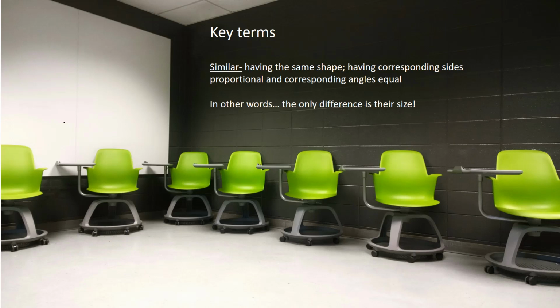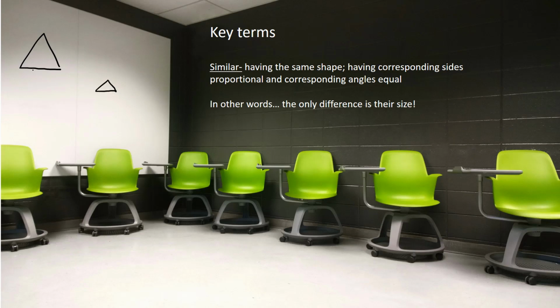Let's get some key terms down here real quick. Similar just means that they have the same shape. Now I'm not an artist but I'm gonna do my best here. Let's say that we had this triangle and pretend just for a second that we copied and pasted it and we made like a little smaller triangle.